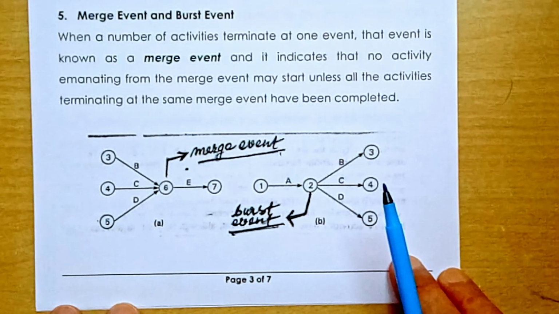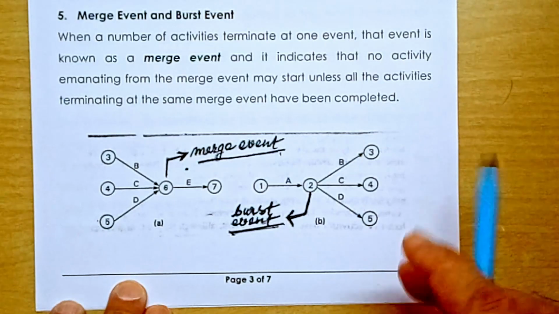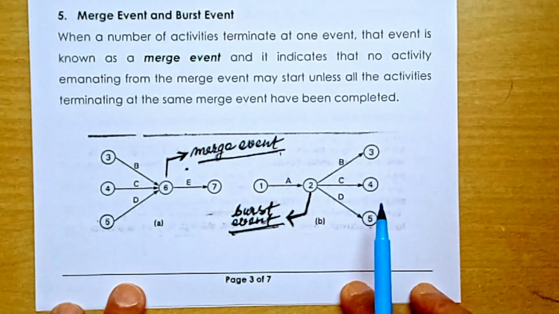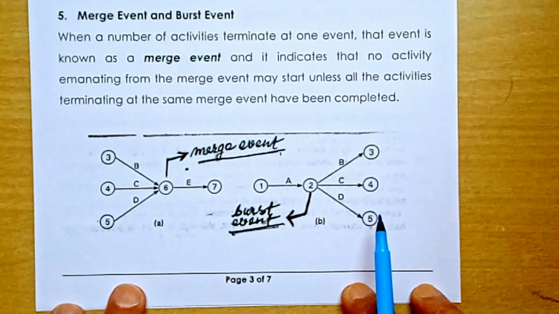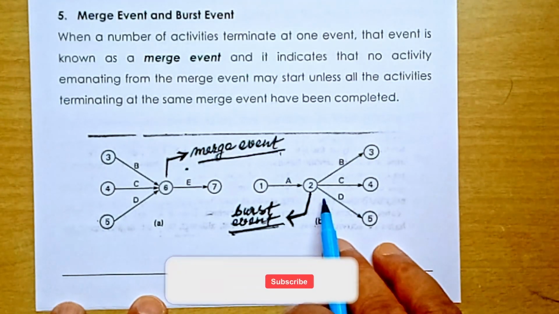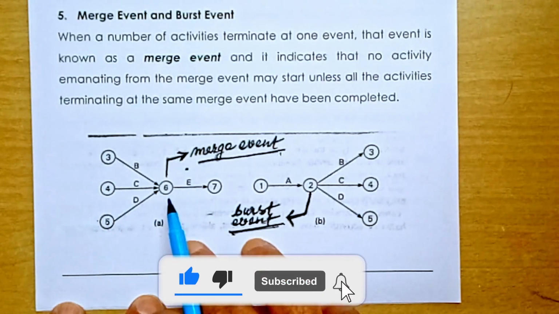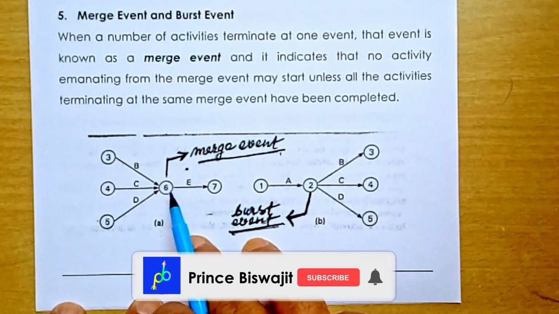And burst event. This is burst event number 2. Why? Because from this event, 3 activities are emanating or coming out. 3 activities are coming out from this event number 2. That's why it is called a burst event. And here, 3 activities are merging to this event. Therefore, it is a merge event.